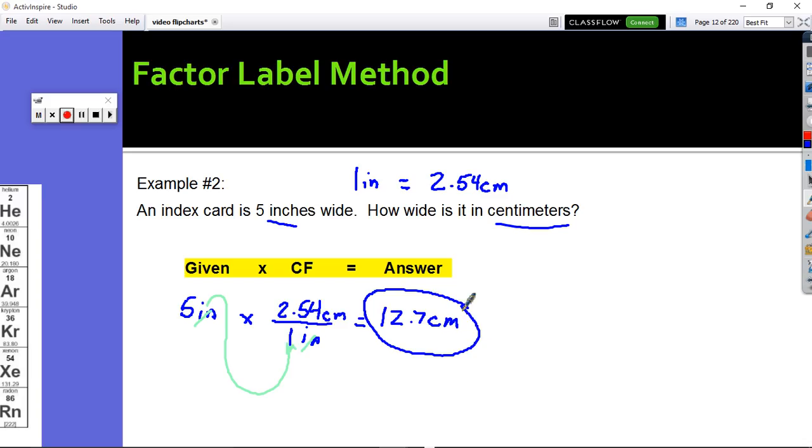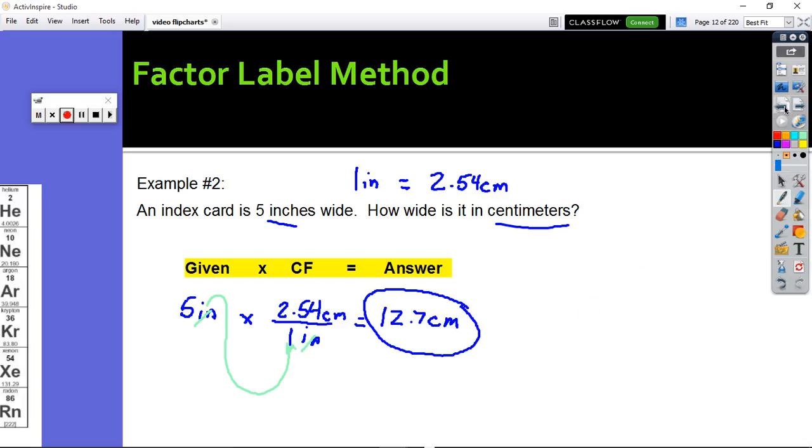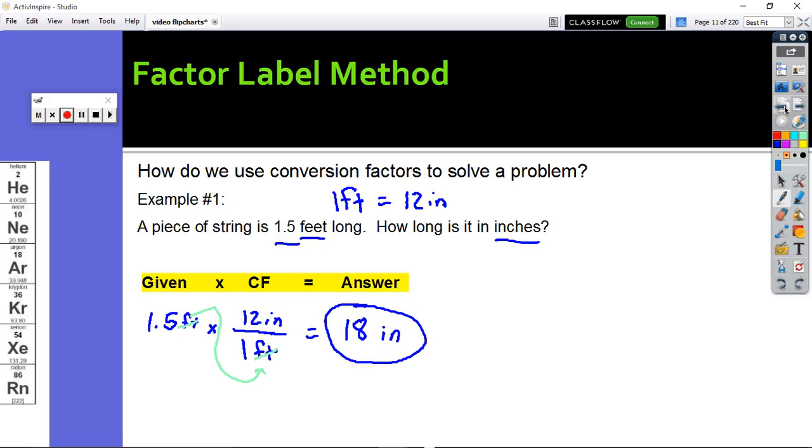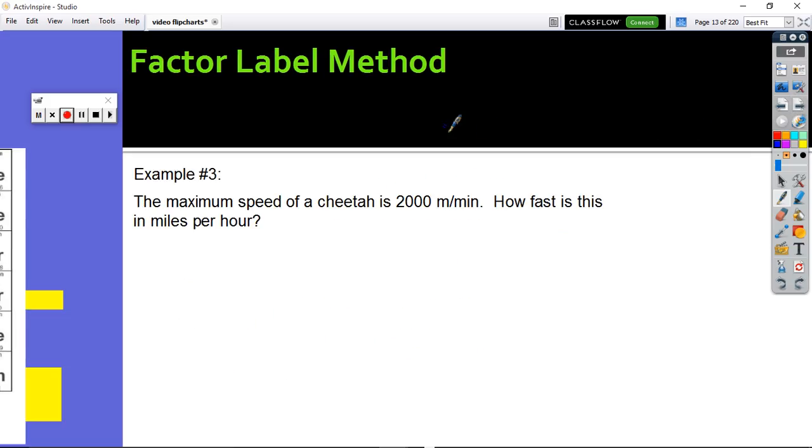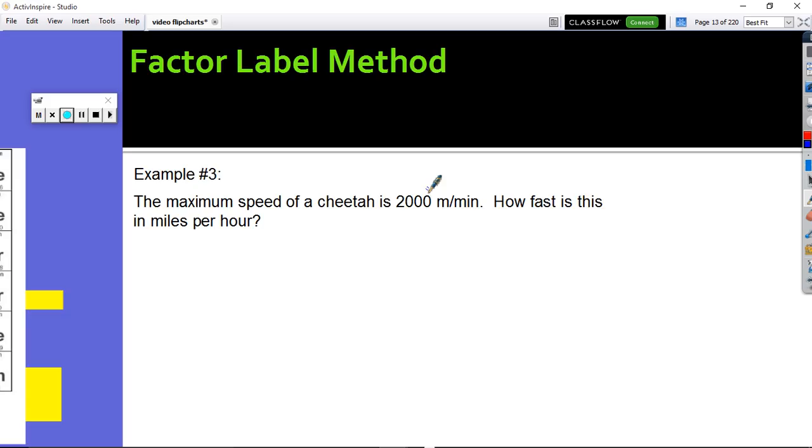Now, in these two columns, we had 1 on the bottom. See? And you might think that, well, that must be a shortcut, that 1 always goes on the bottom. That's not going to be true all the time. Let's see one that doesn't work out that way. In this case, the maximum speed of a cheetah is 2,000 meters per minute. How fast is this in miles per hour?